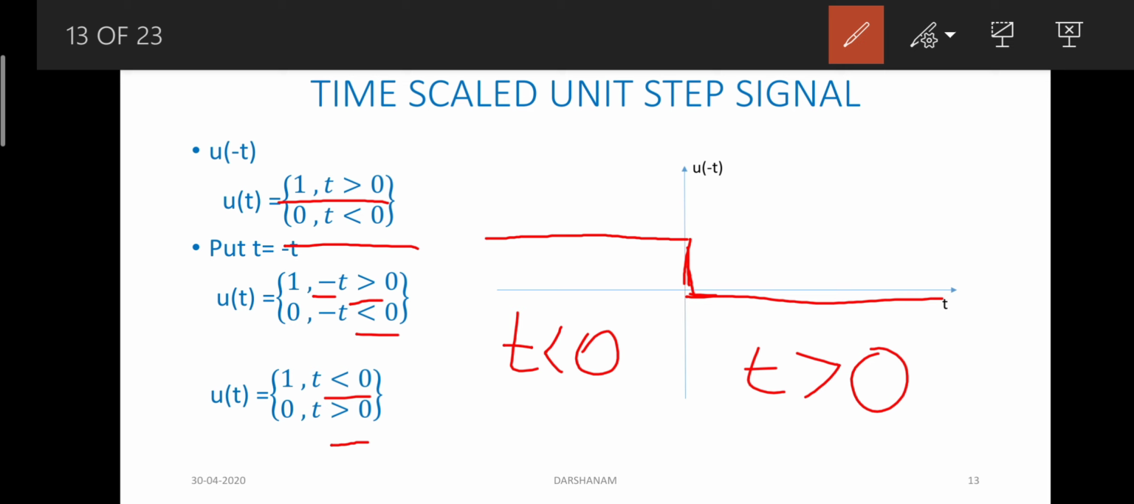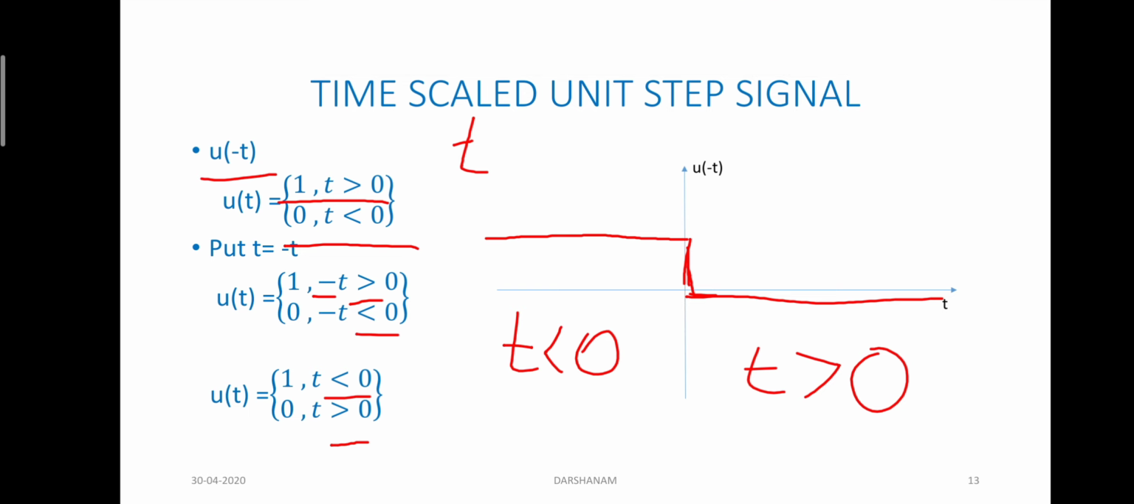Multiplying some value with t is called time scaling. So this signal can be called a time scaled unit step signal. So let's do some examples.